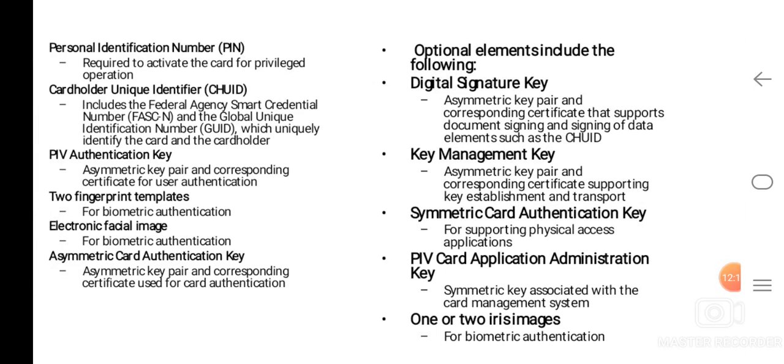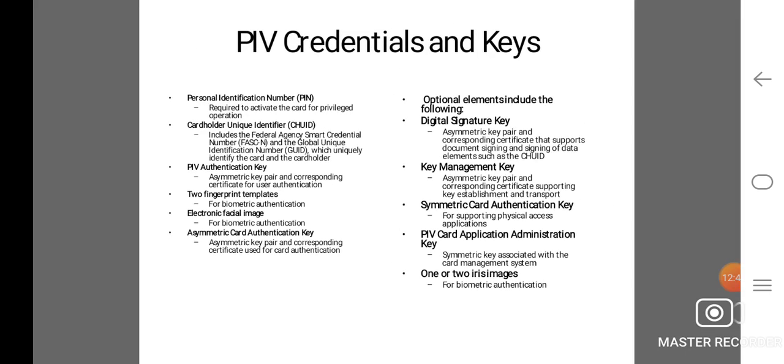Optional elements include the following: digital signature key, an asymmetric key pair and corresponding certificate that supports document signing and signing of data elements such as the CHUID. Key management key, an asymmetric key pair and corresponding certificate supporting key establishment and transport. Symmetric card authentication key for supporting physical access applications. PIV card application administration key, a symmetric key associated with the card management system. One or two iris images for biometric authentication.